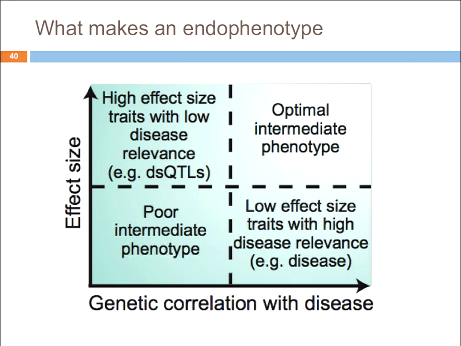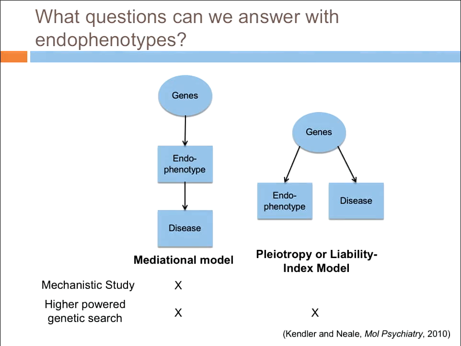Okay, so how do neuroimaging traits fare in this? Let me go over that in a second. But before that, genetic correlation implies two models basically that you can use. One is called the mediational model, and this says that your genes influence your endophenotype, or brain structure or function, on the way to influencing disease. So this is a causal relationship. The genes that influence your endophenotype also influence risk for disease. This will help you do mechanistic study and also a higher powered genetic search. Okay? So it will help you understand how genes create risk for a psychiatric disorder.